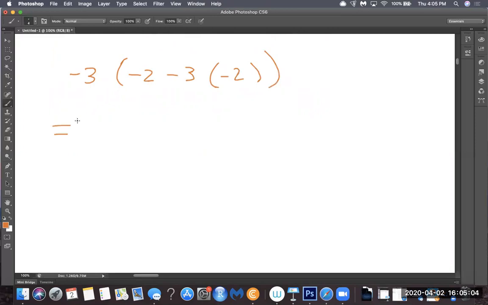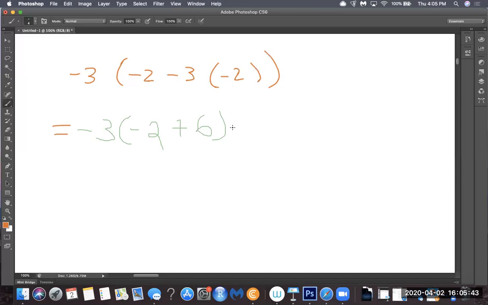What goes first? Parentheses. Which one? Inside the parentheses. Negative 2. Excellent. What's in front of the negative 2? Negative 3. What's negative 2 times negative 3? Positive 6. Excellent. Write it down. Write everything down, so first write the negative 3, parentheses, negative 2, plus 6. Close parentheses.